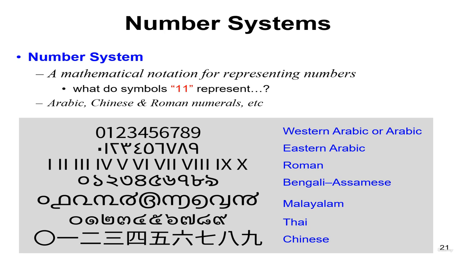A number system is a mathematical notation used for representation of numbers. These are the symbols which are defined by us and they carry different values. There are a number of different number systems such as Arabic, Chinese, Roman, and many others.